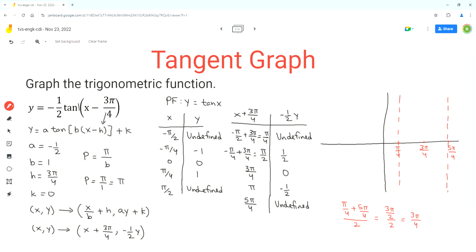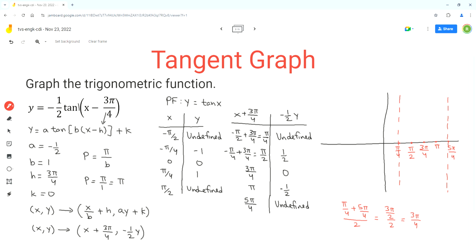The quarter point between the first asymptote and the middle point will be pi over 2. So we can find it the same way that we found the middle point 3 pi over 4, and the third quarter point between 3 pi over 4 and 5 pi over 4 will be pi. Now we can plot the points.